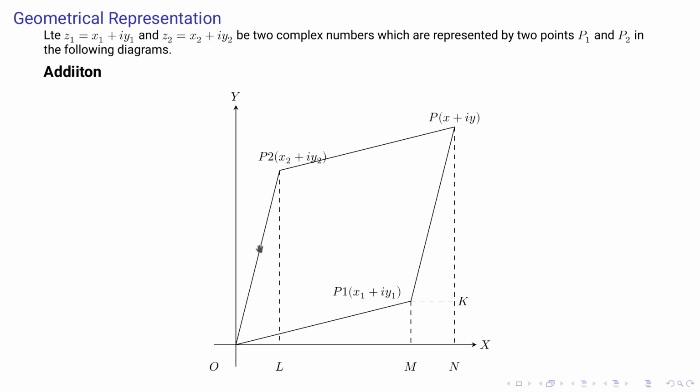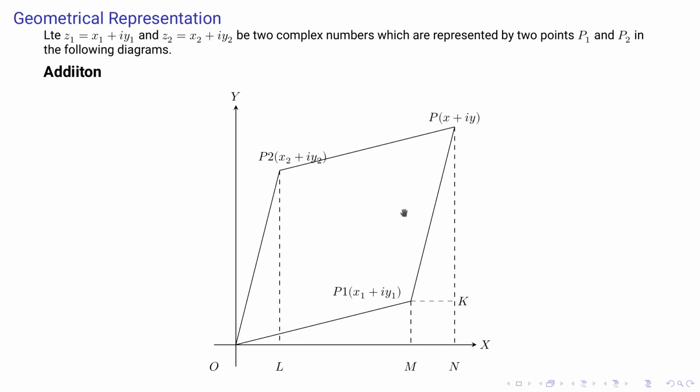Now, since it's a vector plane, what we can do is take OP2 and move it here. That is, this coordinate will shift to this, and this coordinate will shift to this. So now we denote this particular point as P equal to x plus iy. Now if you draw this line, then you will find that this is equal to x1 plus x2 plus i(y1 plus y2), and I'll show you how.